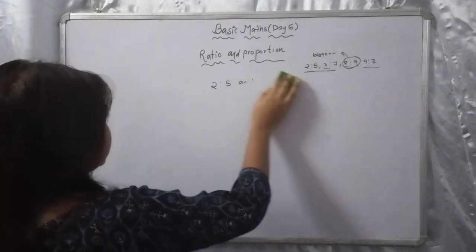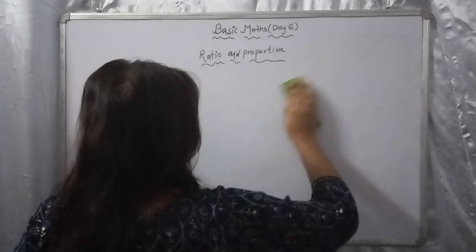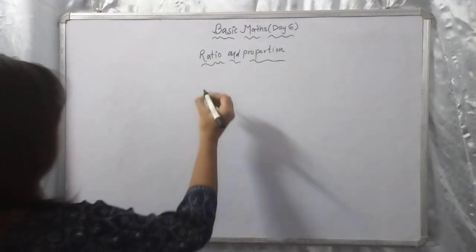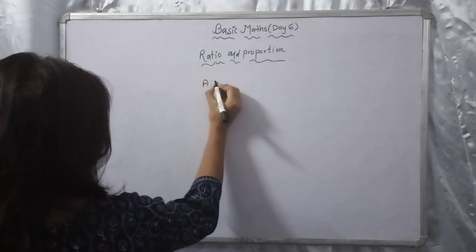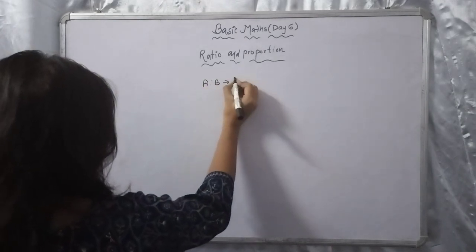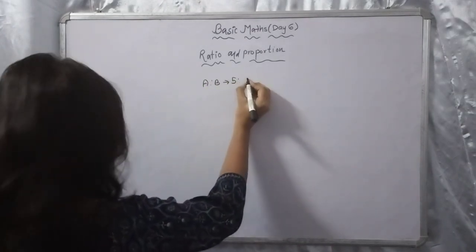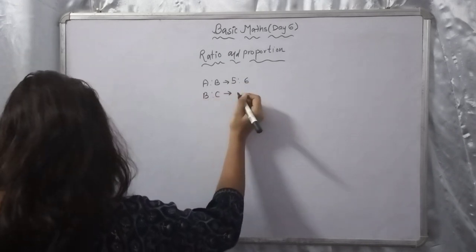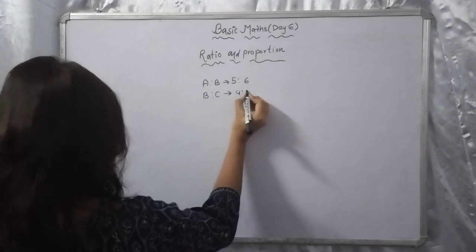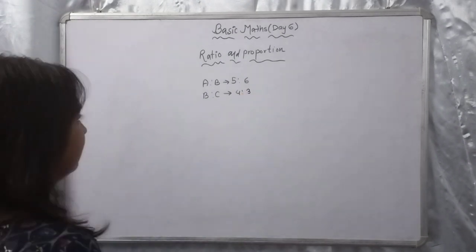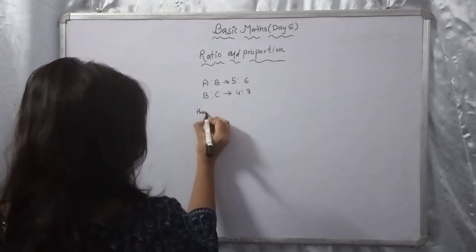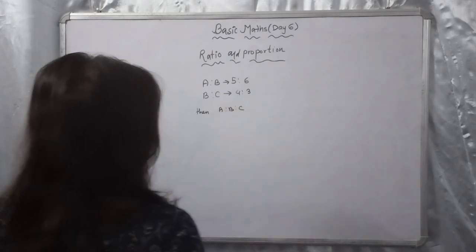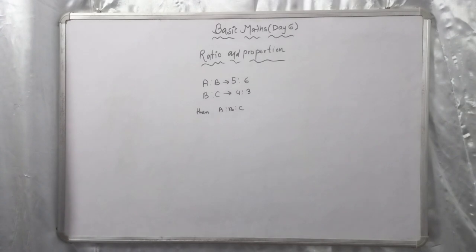Now moving towards another question, which is, if A is to B is 5 is to 6 and B is to C is 4 is to 3, then find A is to B is to C.